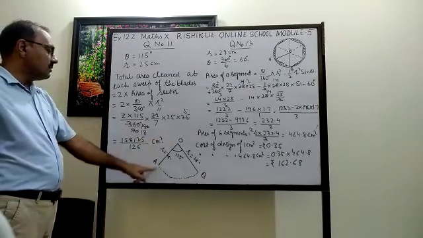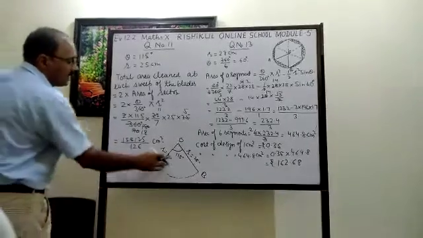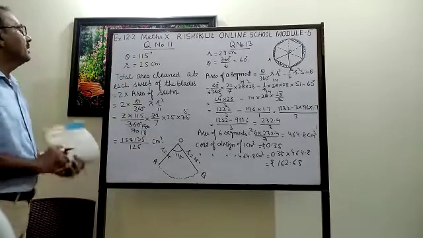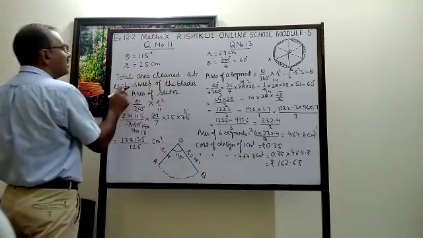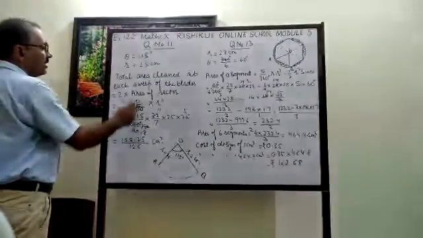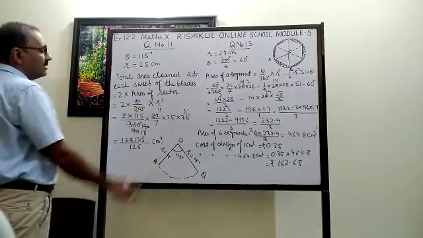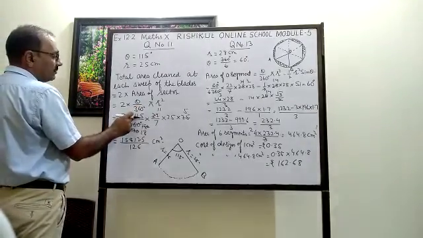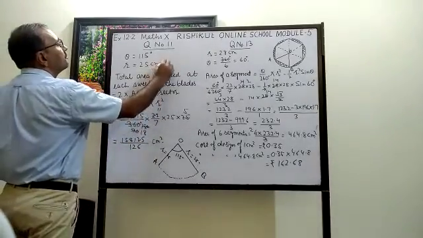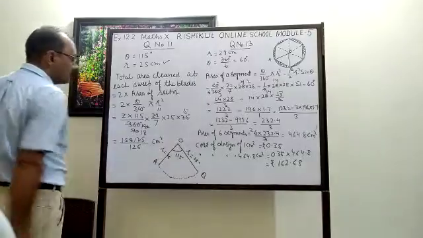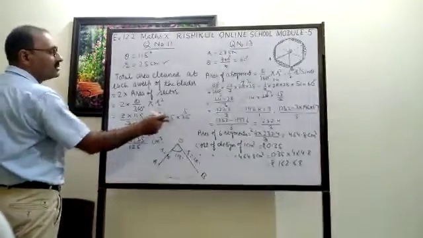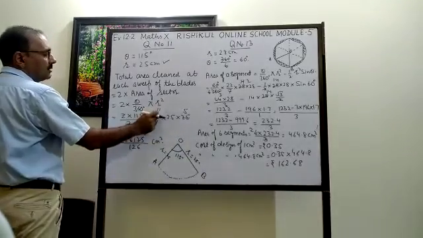The length of the blade is the radius of this sector, r is equal to 25, and the total area cleaned at each sweep of the blades is equal to 2 into area of sector. Area of sector is theta upon 360 pi r square. Theta is 115 upon 360, pi is 22 upon 7, r square, r is 25 into 25. So 360 divided by 2 is 180, and here 2 divided by 22 is 11.